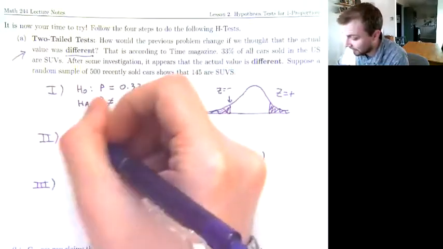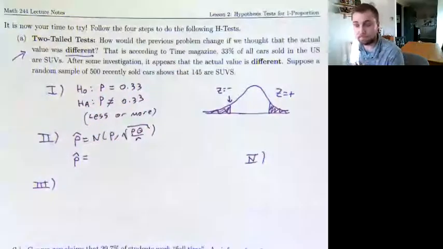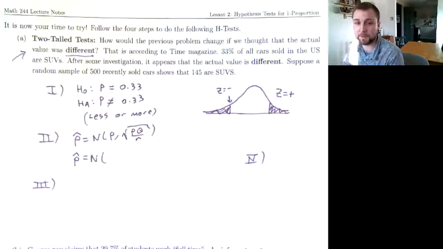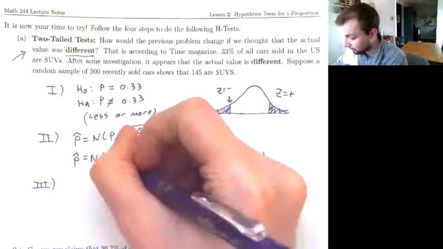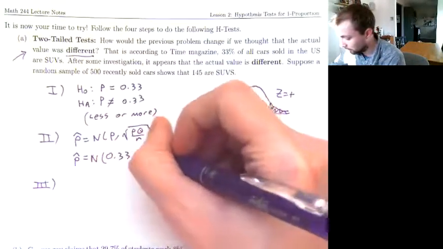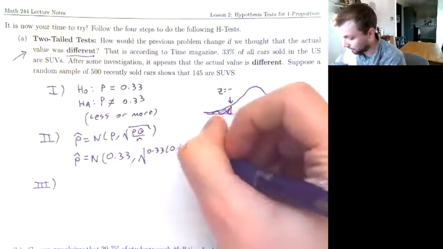I'm going to be looking at sample p hats. That's just the name. N tells me that when I draw the picture, it's going to look like a bell curve. It did. P is my claim. P is 33%. If P is 33, then Q is 67.